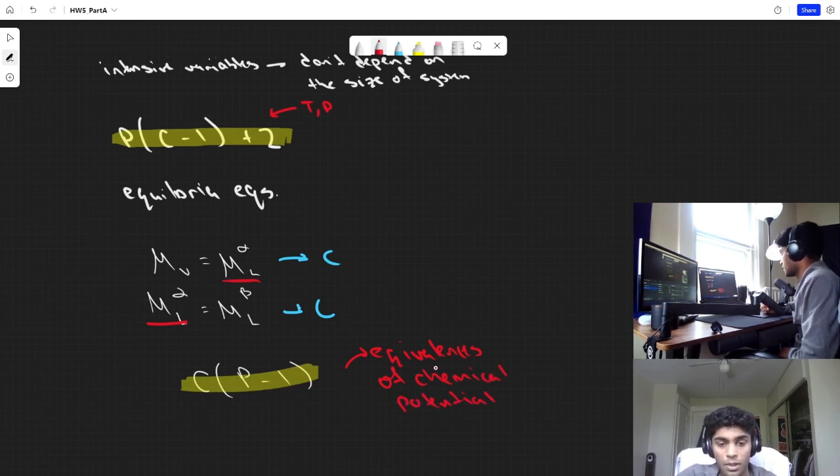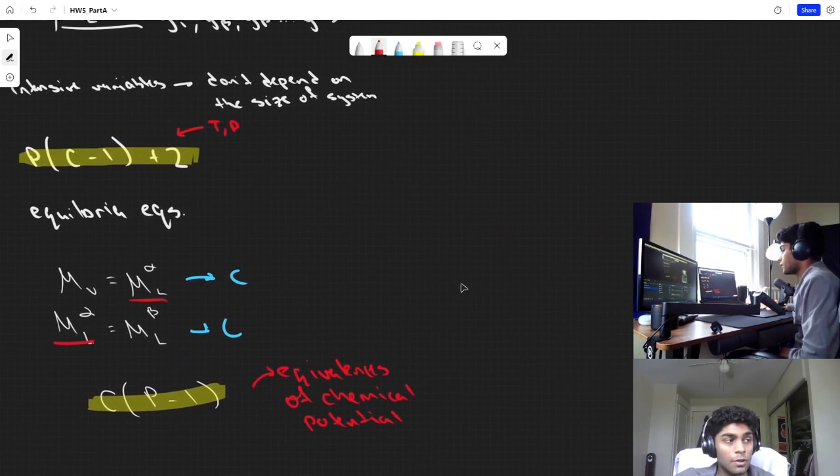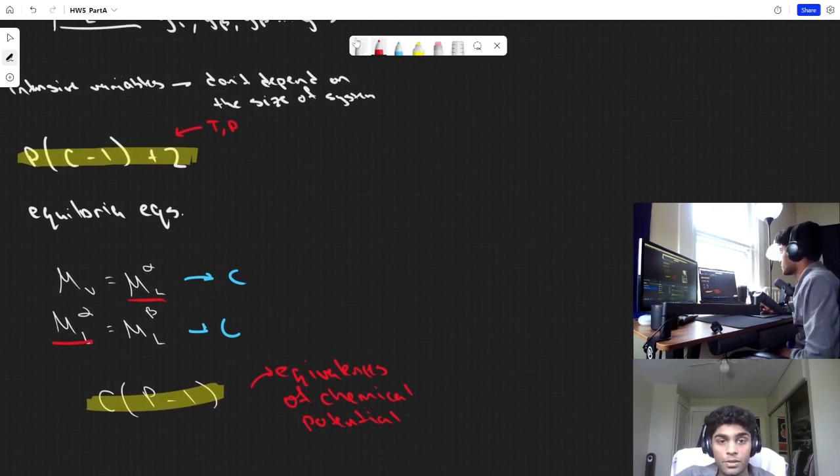Chemical potential. It's called that because, quite literally, we are just equating the chemical potentials of a phase system that's in equilibrium. So that's how we get to know the equilibrium equations here. Now, the last step in deriving Gibbs phase rule is combining these two equations.